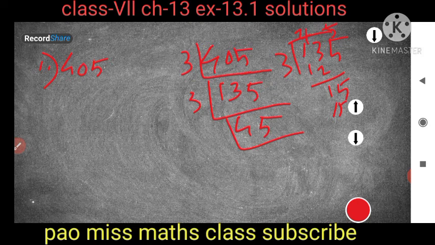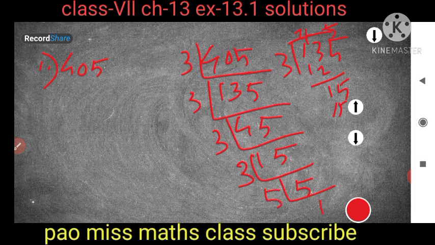Now 3 5s are 15, so 45. Now again 45 is divisible by 3, isn't it? 3 1s are 3, means 3 15s are 45. Now again 15 is divisible by what? 3, isn't it? 3 5s. Now 5 is divisible by 5 how many times? 1 time, because 5 is not divisible by 2, 3 or any other number. Because 5 is a prime number, so 5 is divisible only by 5.